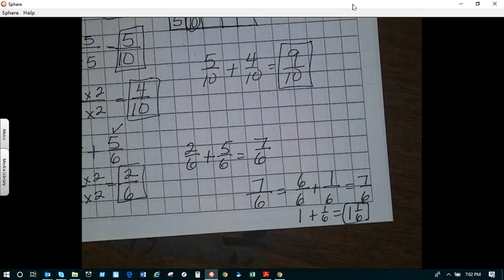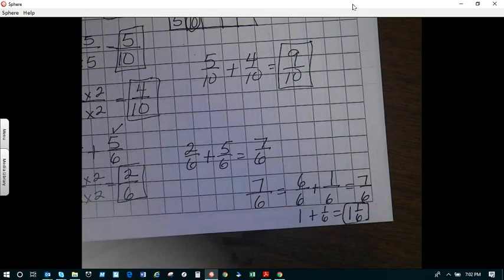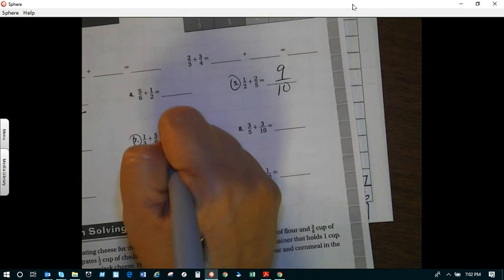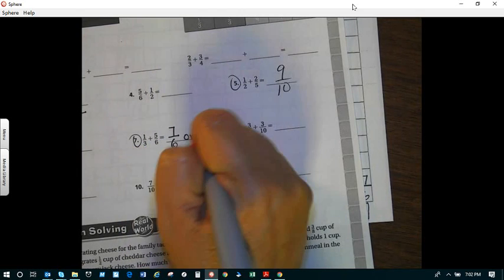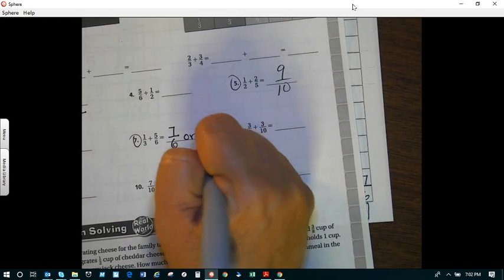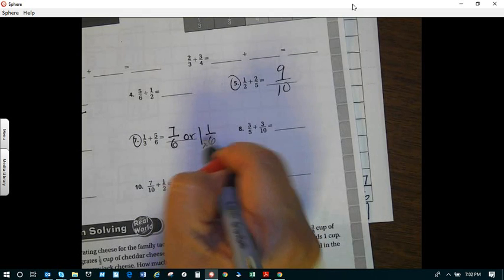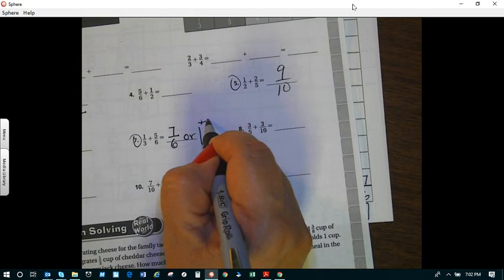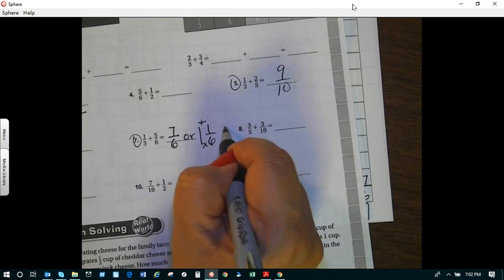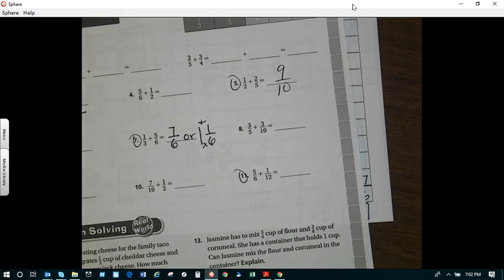So this is 7/6 or 1 and 1/6. Check my work. I multiply 6 times 1 equals 6 plus my 1 equals 7, and that'll be my 7/6. My answer is correct.